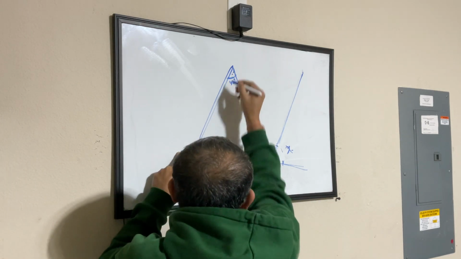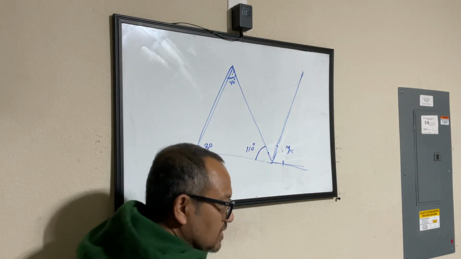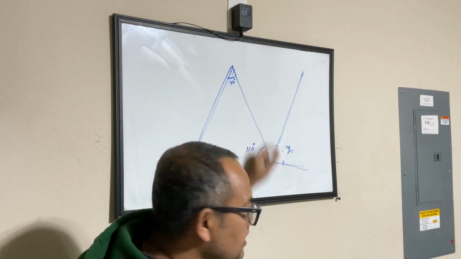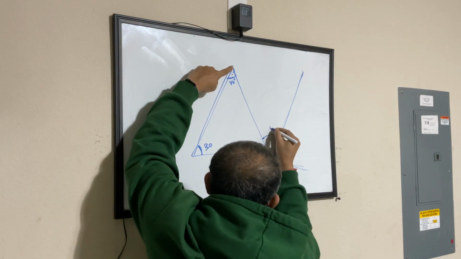These two angles are 30 and 40. So that means this will be 110 degrees. That is how it will make 180 degrees for a triangle. Now, if this is 40 degrees, this will be 40 degrees as well.